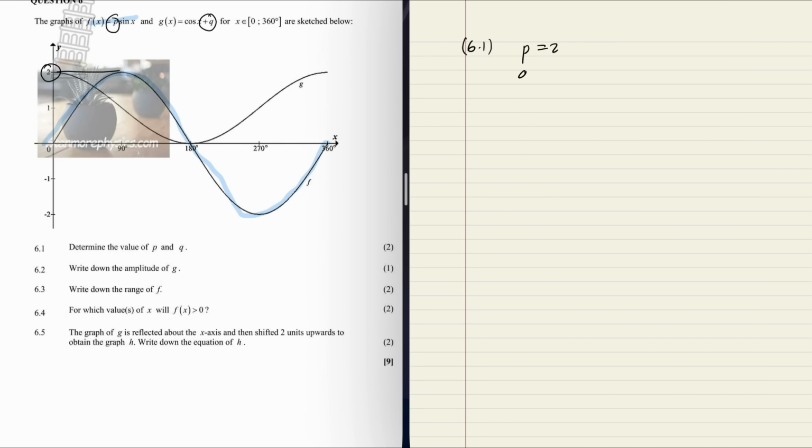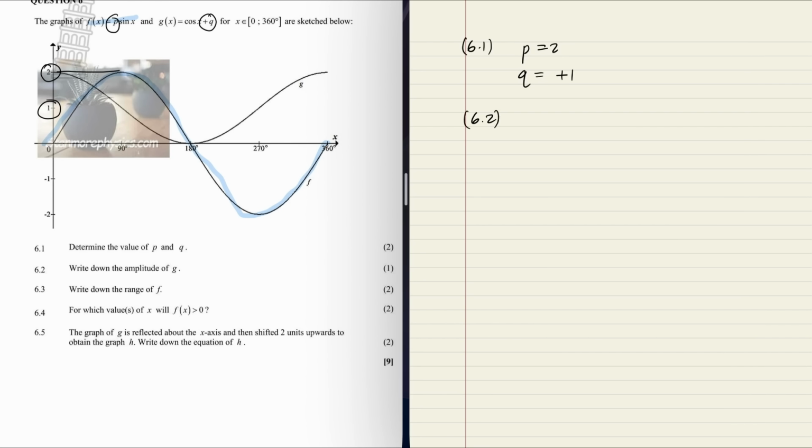Then the q value is going to be the value that affects the vertical shift of the graph. So cos x has been shifted either up or down, and the q value is the value that it's being shifted by. Now, to figure this out, we need to consider what value a cos graph normally starts at. A cos graph normally starts at 1, but instead, this cos graph is starting at 2. In other words, it's been shifted 1 up. So the q value is going to be plus 1.